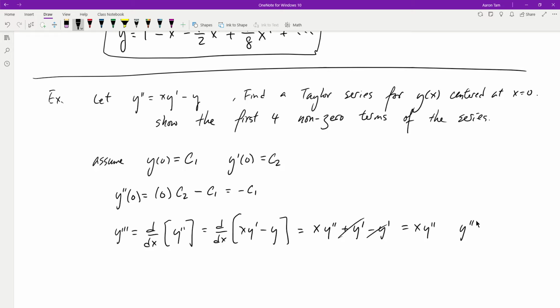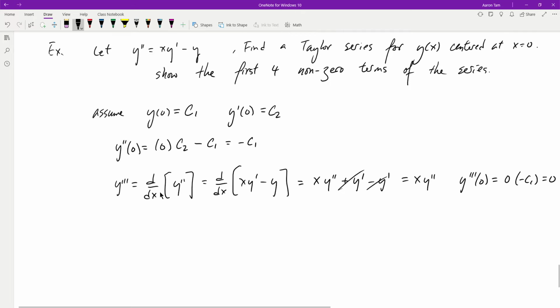And so y triple prime at 0 will actually be 0 times y double prime, which is negative c1. So that just comes out to be 0. So that's no good again, because we need non-zero terms, and that one is a 0 term. So hopefully the next derivative won't be a problem.